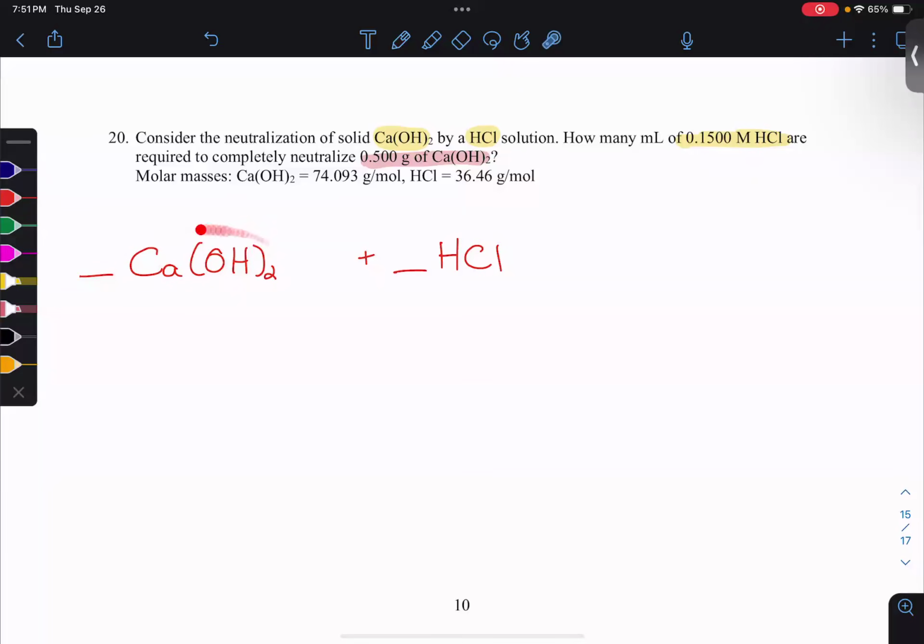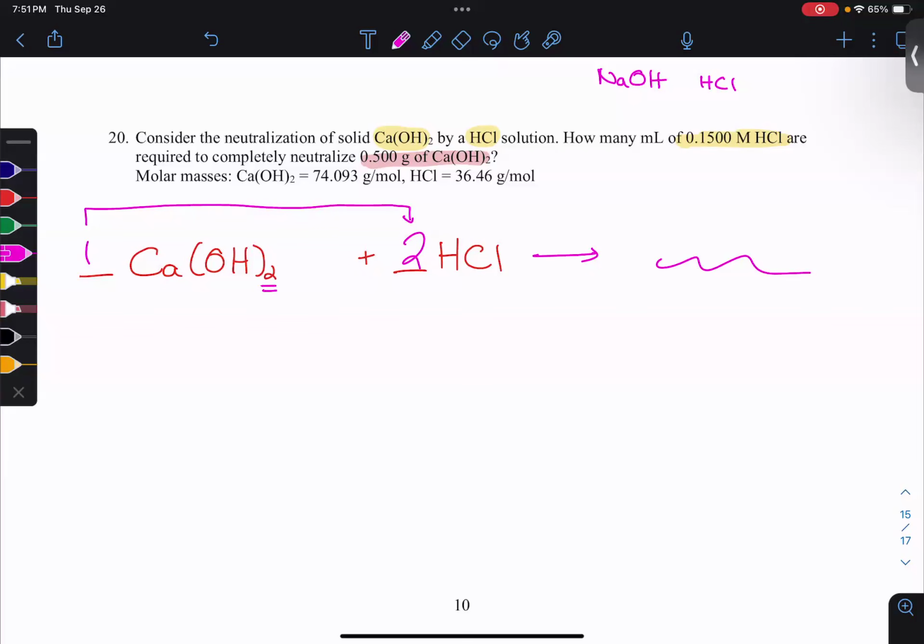For every 1 calcium hydroxide, how many acids do you have to add? 2. Why 2? Because there's 2 hydroxides, all right? So if this was a reaction between sodium hydroxide and HCl, it would be a 1-to-1 ratio. But because calcium hydroxide has 2 base units per every 1 formula, this is a 1-to-2 ratio. We're gonna make products, but I actually don't really care about these because what I do care about is this ratio. I care about this stoichiometry, the 1-to-2. So I'm not even gonna finish balancing it, right?